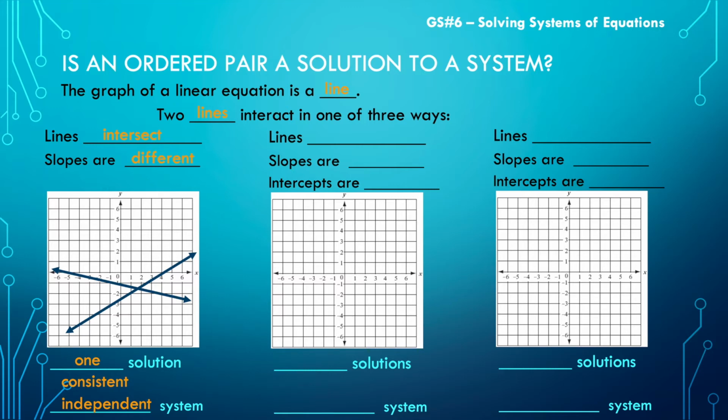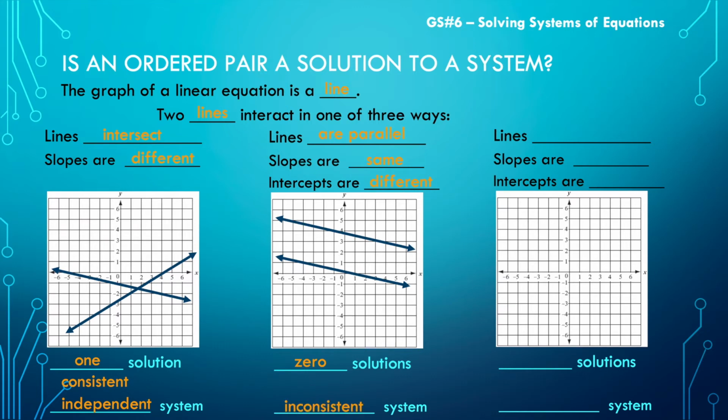Now, another way that two lines might interact is they could be parallel. If the lines are parallel, their slopes are the same, but their intercepts are different. Notice they have the same rise and run, but where they cross the y-axis and the x-axis will be different. In this case, how many points do those two lines share? It should be fairly obvious that they don't ever intersect, and so there will not be any solutions to this system. And we call this system an inconsistent system.